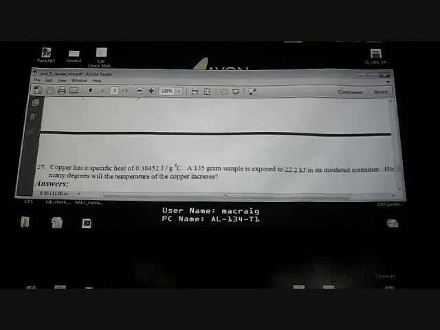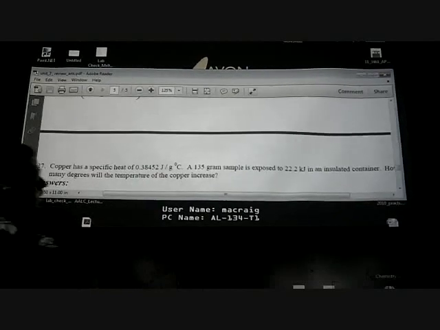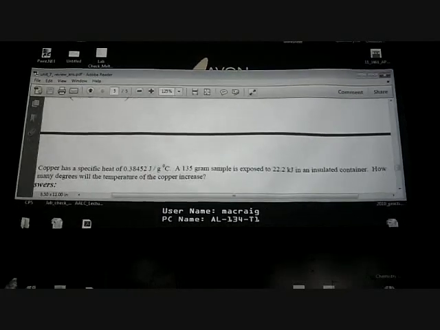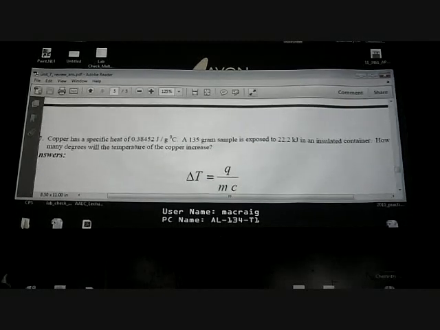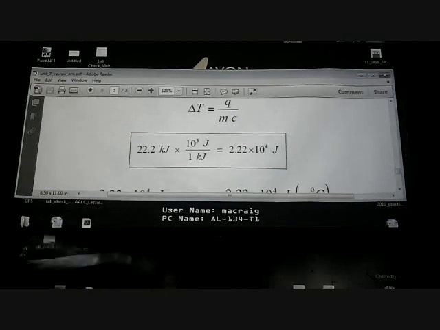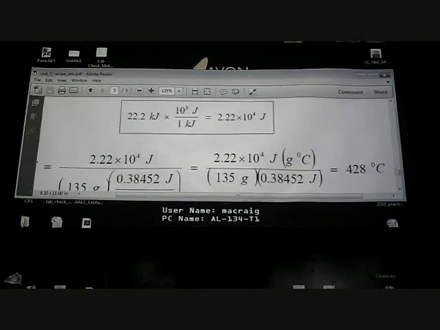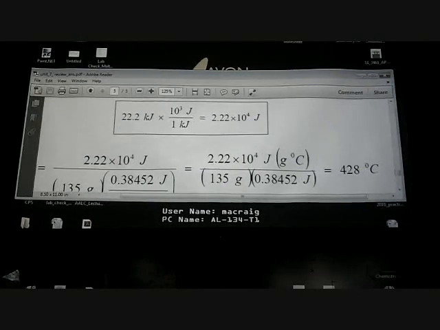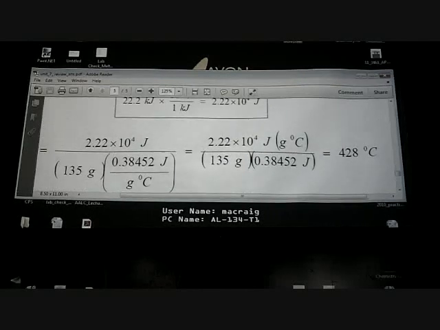All right, 27. Copper has a specific heat of 0.38452. A 135 gram sample is exposed to 22.2 kilojoules in an insulated container. How many degrees will the temperature of the copper change? So again, we're looking for delta T. Change the kilojoules to joules. And the delta T is 428 degrees. I think that's all we're doing with that, right? Yeah.